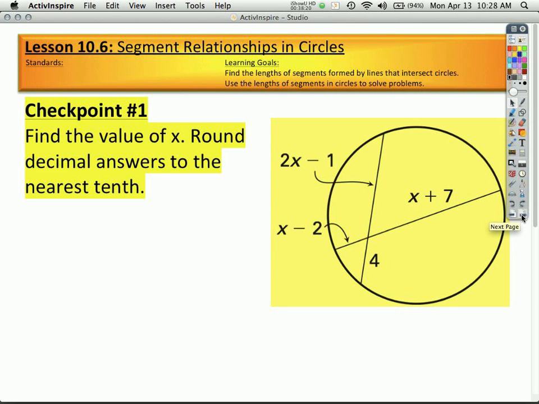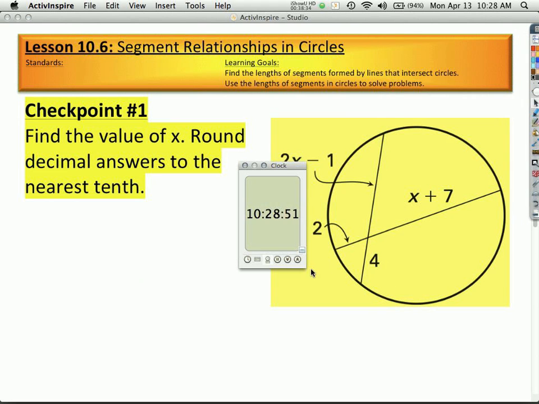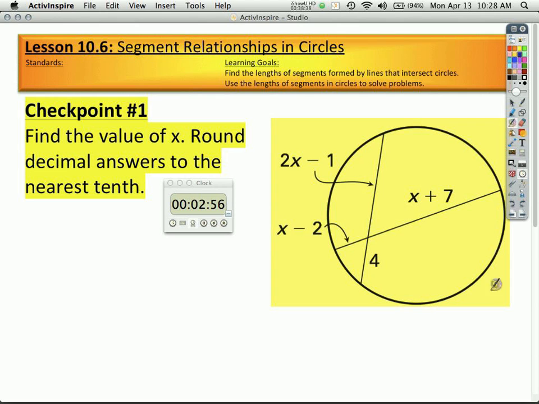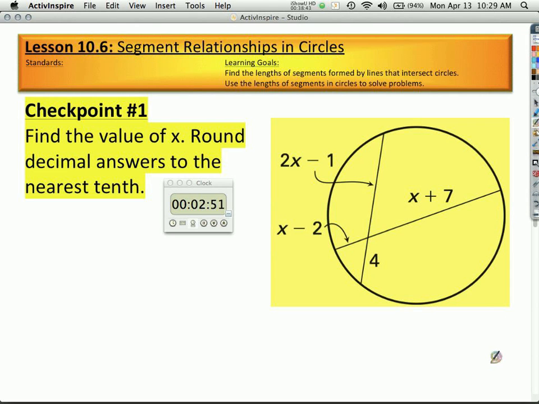Okay, checkpoint number 1. You do not have to draw the diagram or write the question, just write CP1 and find me the value of x. Round any decimal answers to the nearest tenth. Got 3 minutes on the clock. If you finish before time is up, check your answer with your team. We're starting out independently, and then you can work with your team after you have an opportunity to work independently.